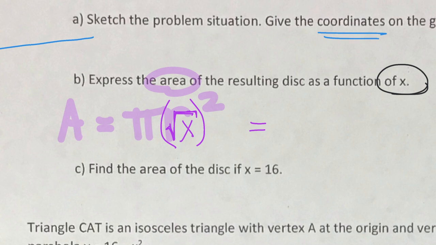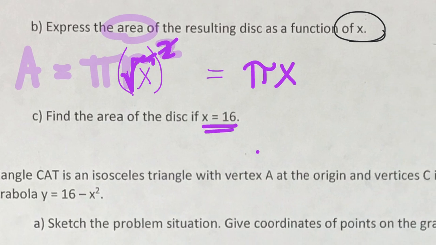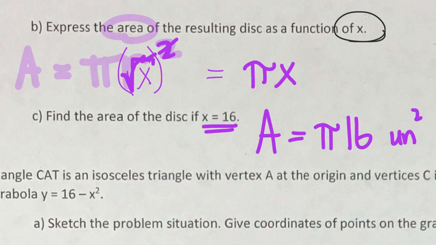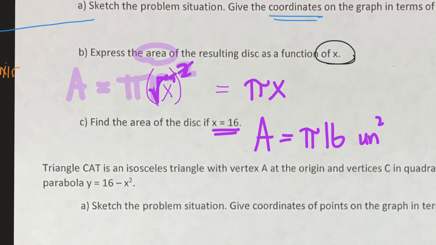And when I simplify this, squaring a square root, hopefully you know your algebra, those are inverse operations. So the square and the root go away, and our area for the disk is simply pi times whatever x value we happen to choose. Okay, and the next one says, what if I choose an x value of 16? What's the area of that disk? Well, that area is just pi times 16, and since it's area, the units are squared.